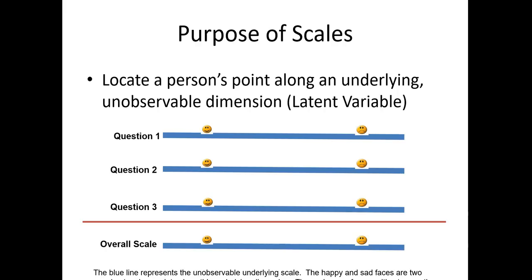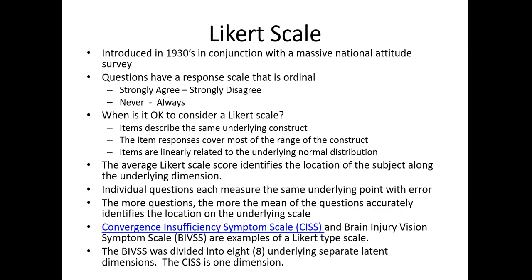In this little example, we have two people. One person is located on the happy end of the scale. They don't have very many symptoms. And another person has a lot of symptoms, or strong symptoms for each question, and they're unhappy in terms of the amount of symptoms they have. So their scale point on this underlying dimension that you can't see is truly here or there. And we're going to talk about that a little bit.